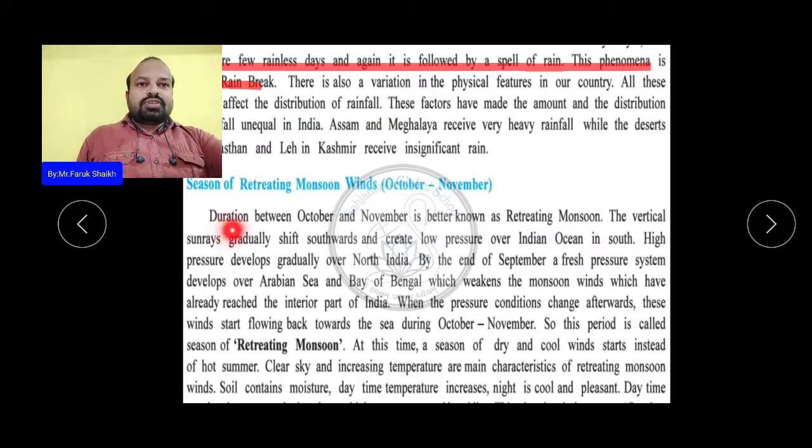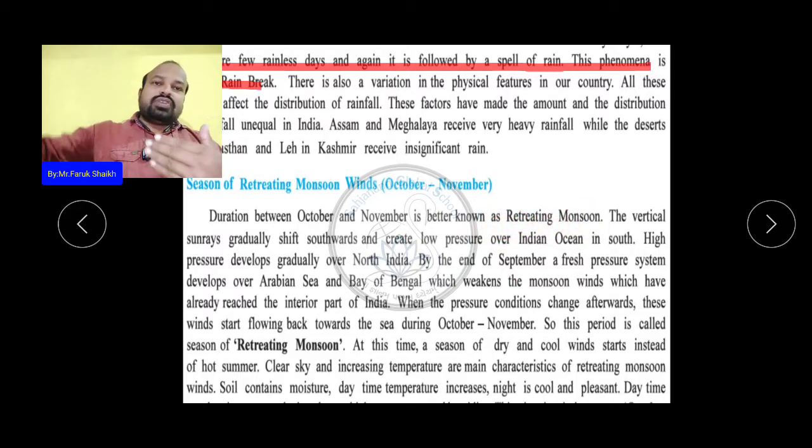Now, the seasons of retreating monsoon winds: October to November. The duration between October and November is better known as the retreating monsoon, which means the winds are returning in the months of October and November.